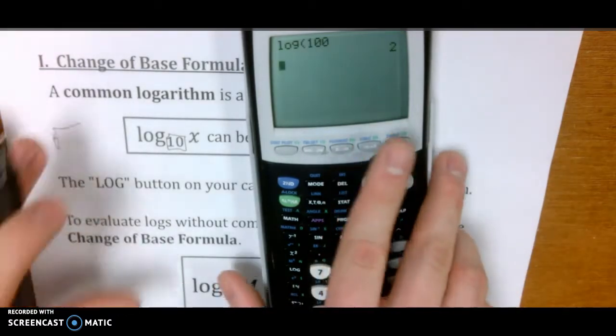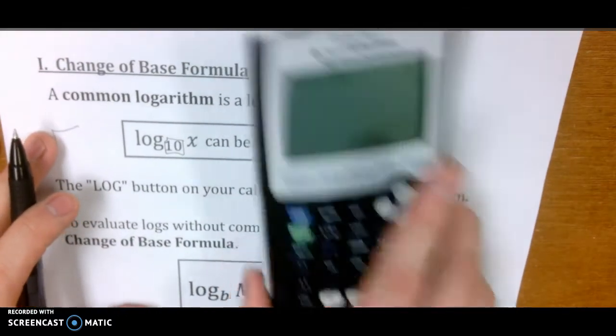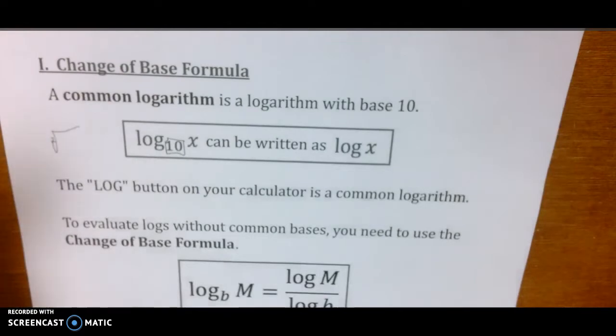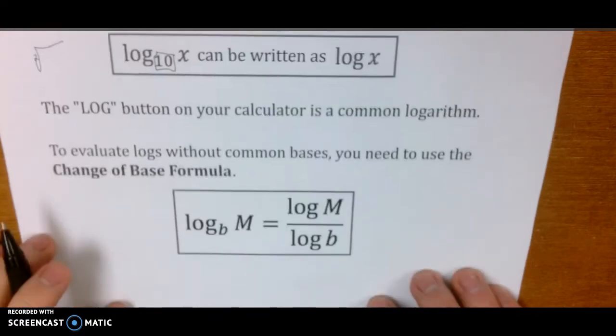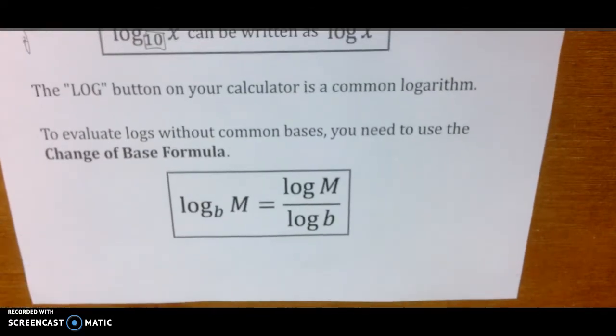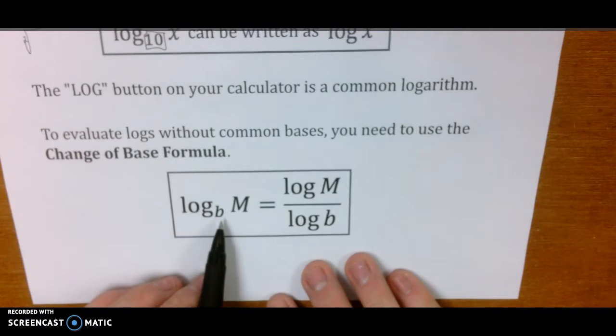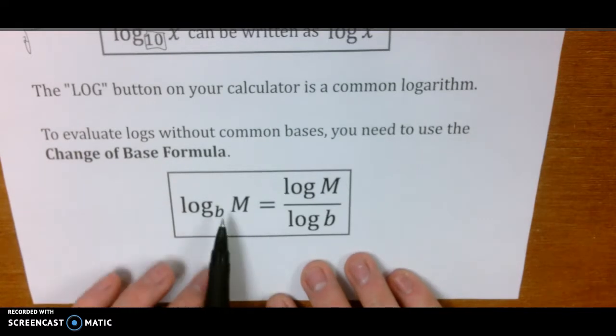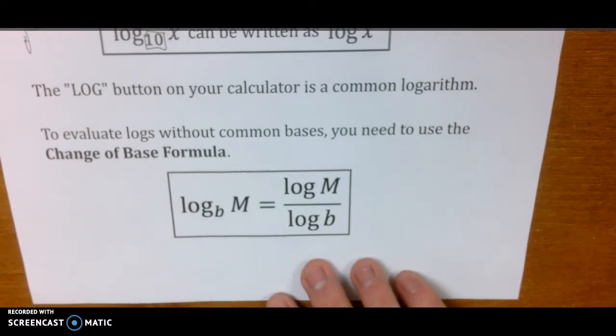Your calculator is only smart enough to handle log base 10s. Side note, I should put a little footnote here. If you have a newer calculator, it does know how to handle other base logs. But with the change of base formula, we really don't need that. The change of base formula is a format in which we can take something written in log form that does not have base 10 and change it so that it does have base 10. This also works for exponential formulas.